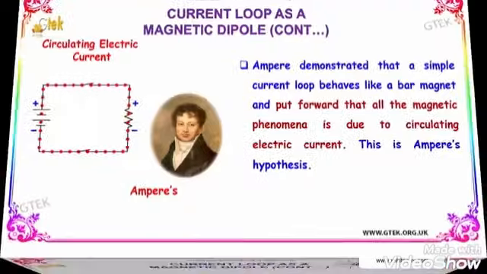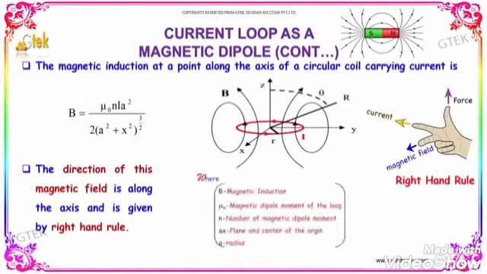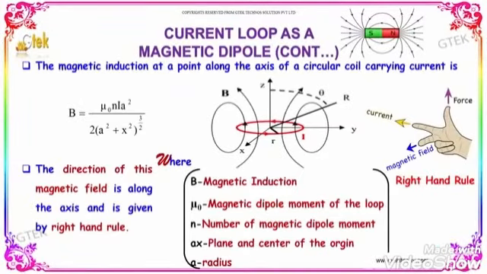This is Ampere's hypothesis. So the magnetic induction at a point along the axis of a circular coil carrying current is B equal to mu naught n I a square by 2 into a square plus x square whole to the power 3 by 2. The direction of the magnetic field is along the axis and is given by the right hand rule. If we curl the fingers of the right hand in the direction of current in the loop, then the stretched thumb gives the direction of the magnetic field, the magnetic moment associated with the loop.